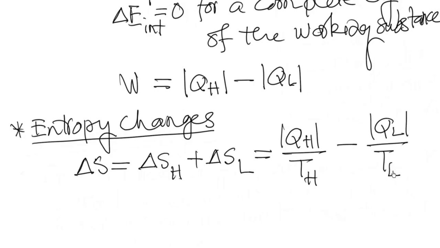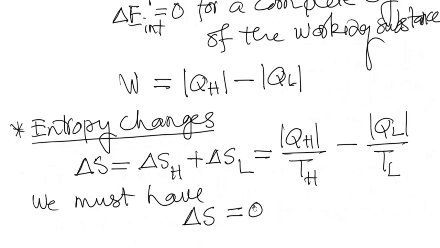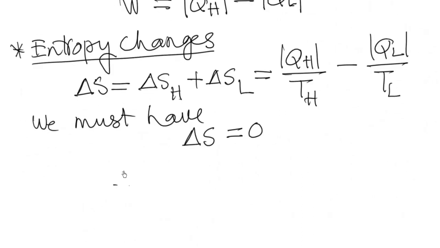Delta S_H is positive because Q_H is added to the working substance as heat, and delta S_L is negative because energy Q_L is removed from the working substance as heat. Because entropy is a state function, we must have delta S equal to 0. Therefore, we have this: modulus of Q_H by T_H is equal to modulus of Q_L by T_L.